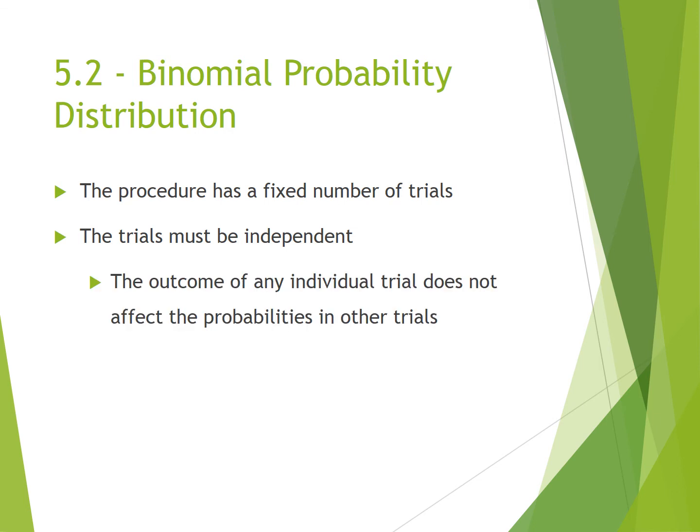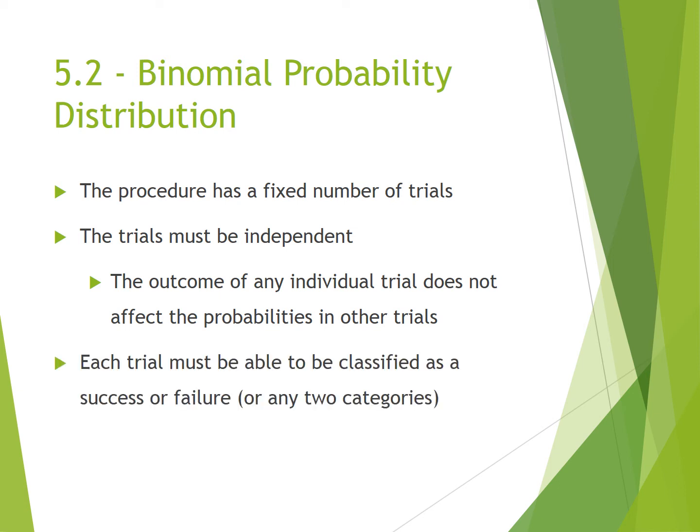Also, remember from chapter 4, trials being independent means the outcome of any individual trial does not affect the probability in any other trials. Now, each trial must be able to be classified as either a success or a failure. Only 2 categories. So in our case, it's heads or tails.